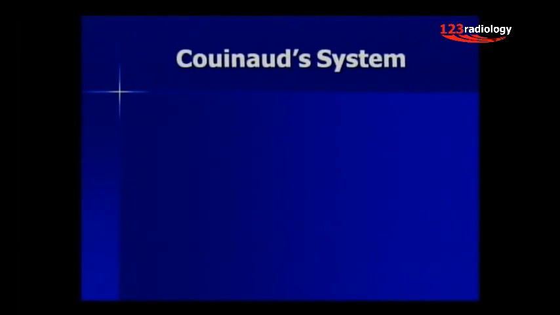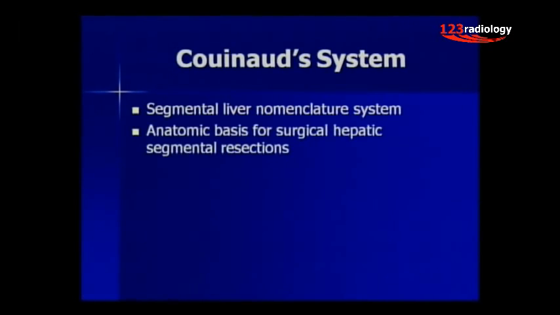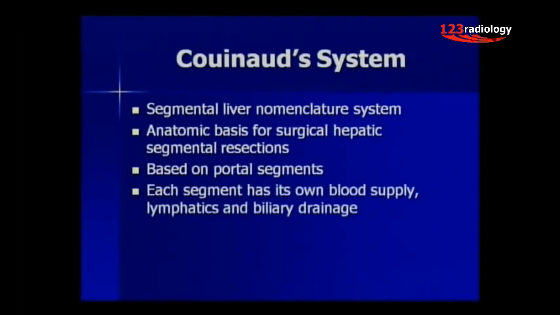So any discussion of the liver needs to include Couinaud's anatomy, or Couinaud's system as it's sometimes called. And this is quickly becoming the universal nomenclature for hepatic lesion localization. It's important to identify and be aware of this anatomy in speaking with your surgical colleagues. And what it is, it's an anatomic basis for surgical hepatic segmental resections. It's based on portal segments.